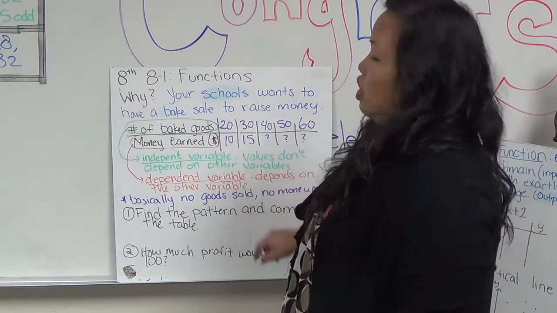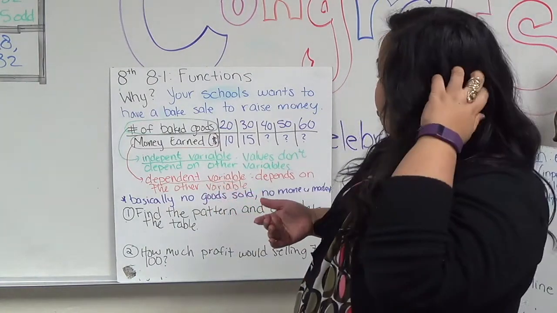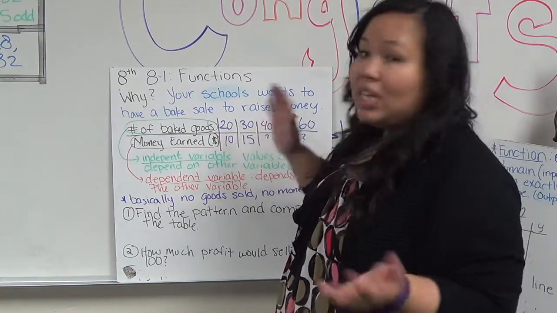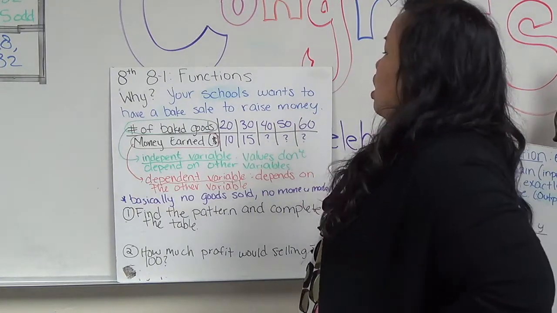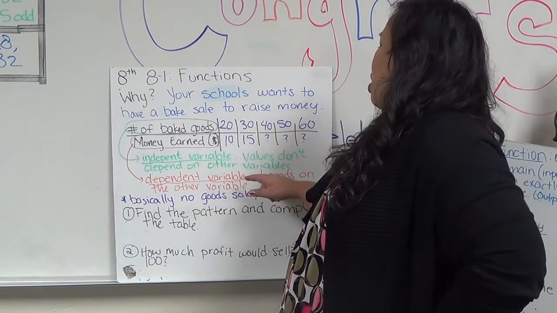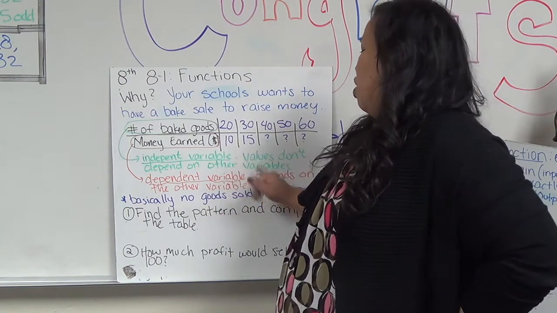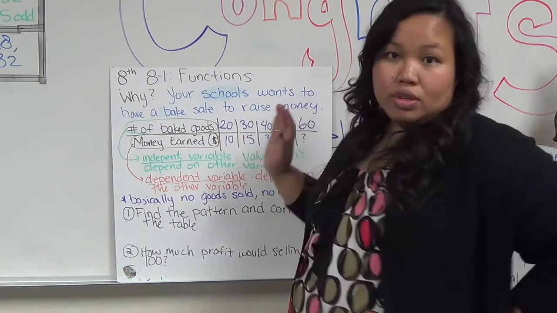from the baked goods. So you have to subtract how much it costs to make the cookie. So that means if I sold 20 baked items, I would make a $10 profit. 30 is $15. Now, the independent variable and the dependent variable: independent values are values that don't depend on the other variable. So that means I'm going to sell baked goods no matter what. Okay?